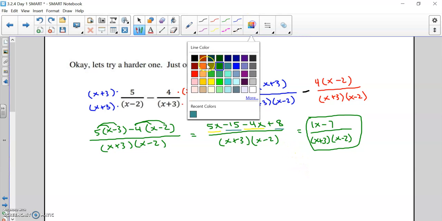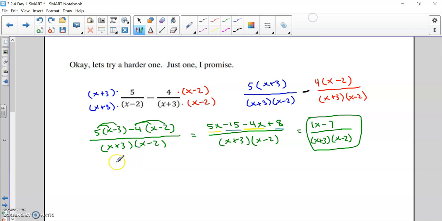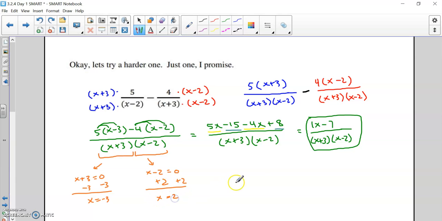For excluded values, remember we just have to take the factors from the bottom that are in the common denominator and set them each equal to 0. So do that, and do this. When you solve this one and subtract 3 from both sides, we get an answer of negative 3. When you solve this one and add 2 to both sides, you get an answer of 2. So my excluded values then are negative 3 and 2.